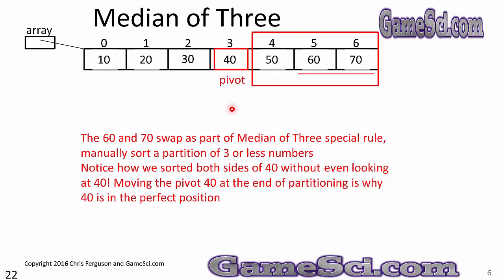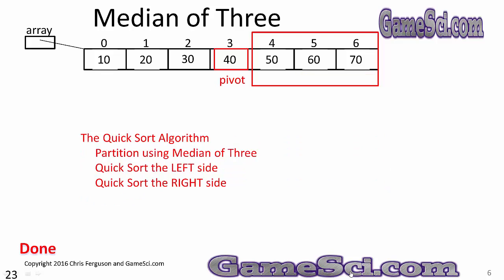Moving the pivot 40 at the end of the partitioning is why 40 is in the perfect spot, or perfect position. If you look closely, our data is now sorted. I did a median of 3 partitioning, then I said quick sort the left side and sorted it. Quick sort the right side, sorted it. Both sides of 40 are sorted, my data is sorted. The quick sort algorithm says partition using the median of 3 algorithm, then quick sort the left side. When that's done, quick sort the right side and you're done.